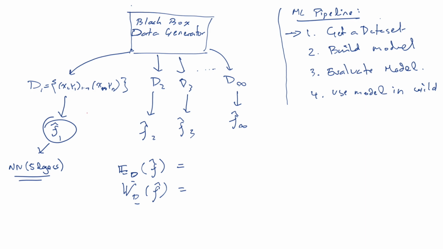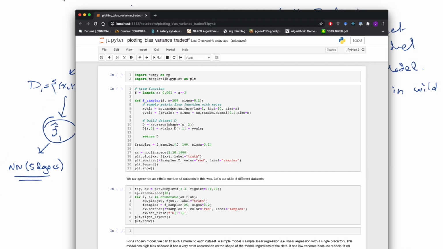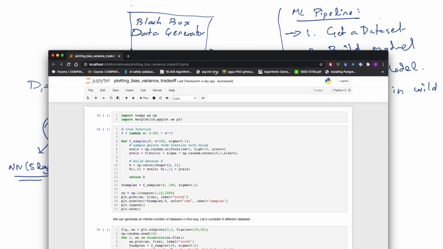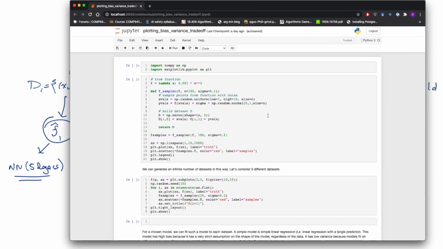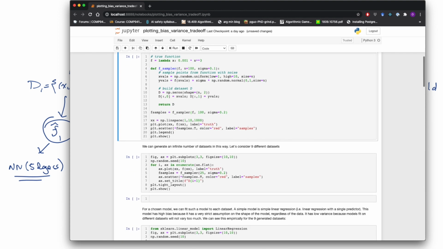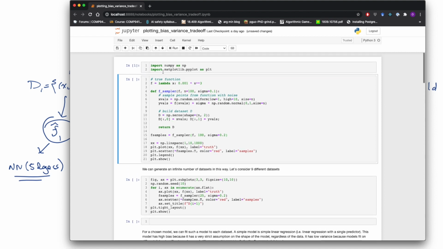All right, and I really want to drive this home, so I built this little example notebook. I actually think this stuff is really important, and it's kind of skimmed over a lot because it's heavy on the math. But I was trying to explain it here with just code and just figures. Okay, so what I'm doing here is I have a true function which I just picked randomly. It's just this cubic function, 0.001 x cubed. There's no particular reason I picked that function.